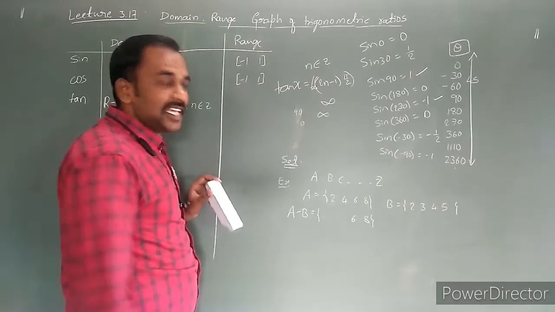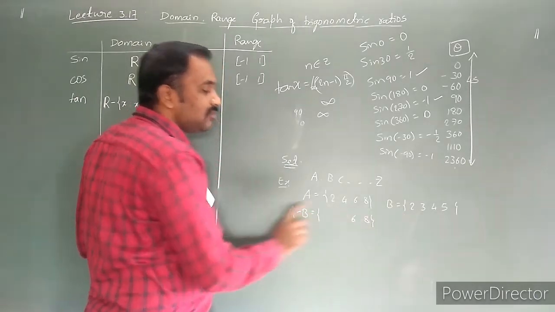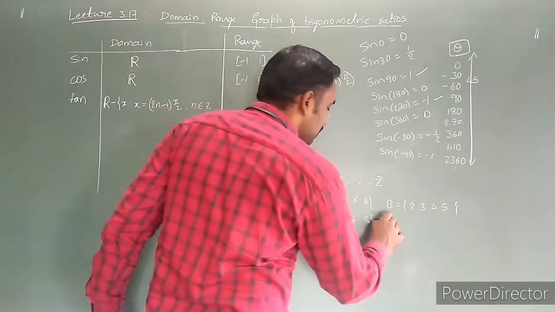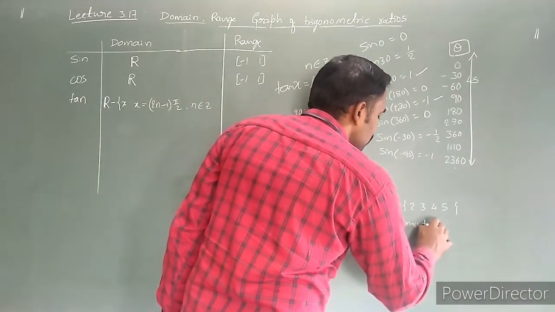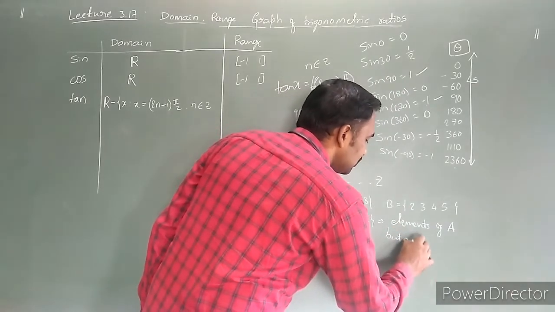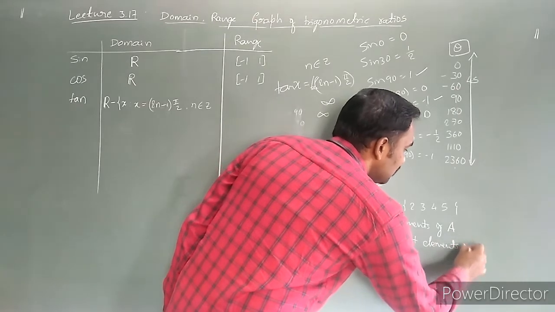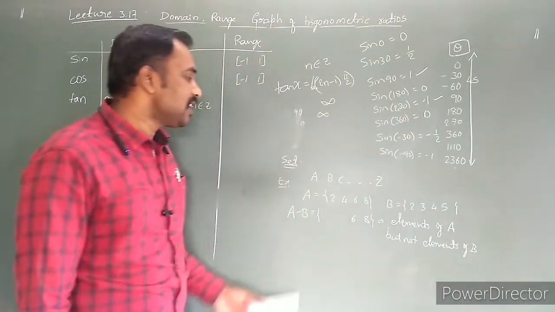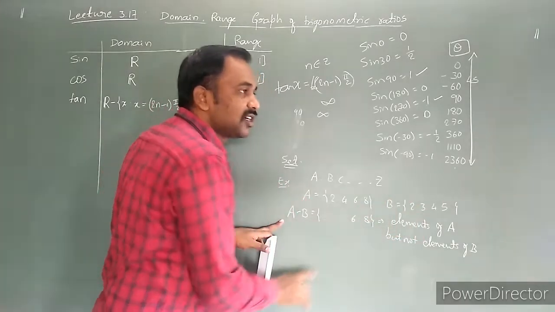This is said to be A minus B. What is A minus B? Elements of A but not the elements of B. What is the definition of A minus B? Elements of the set A but not the elements of set B. Elements of A only, but not the elements of B.